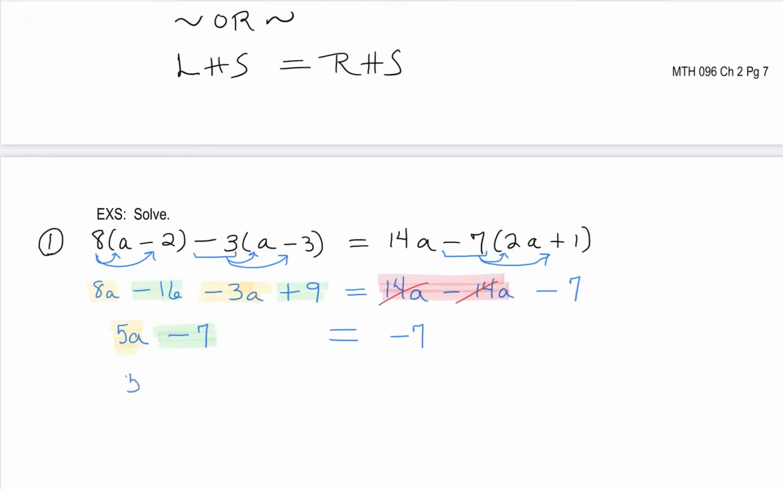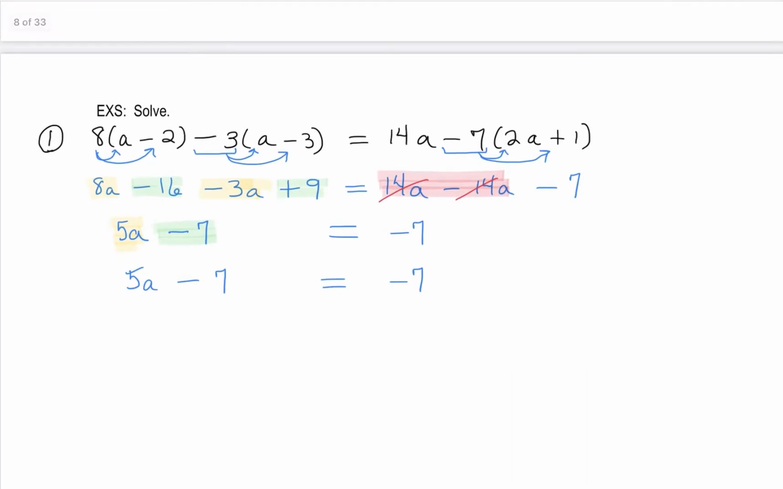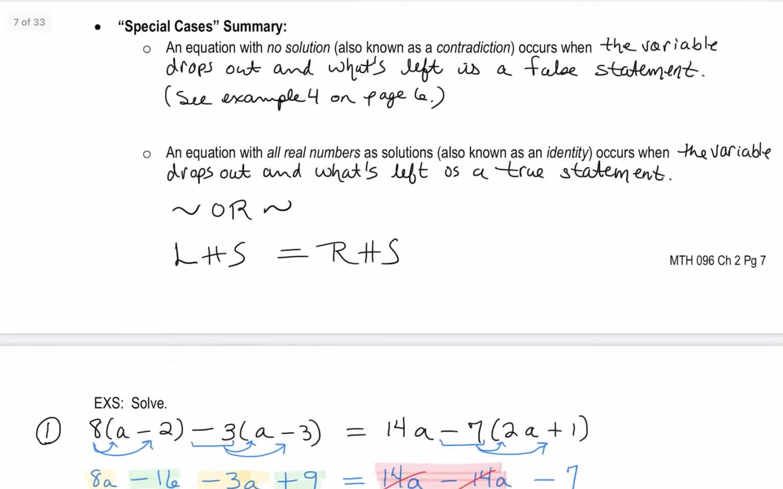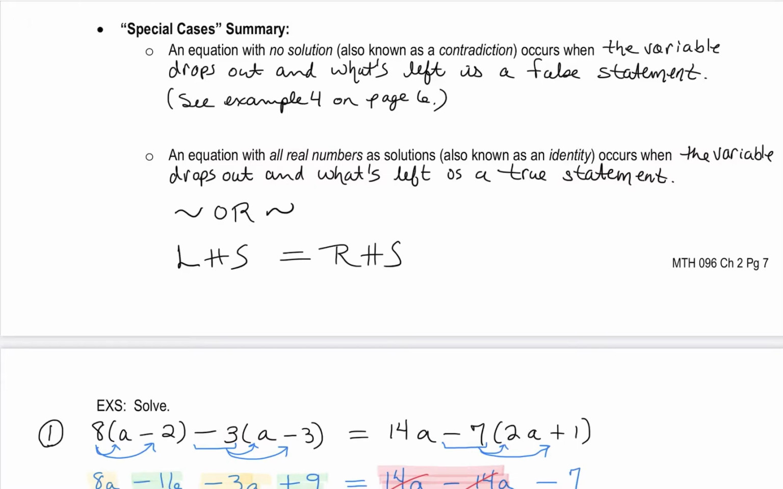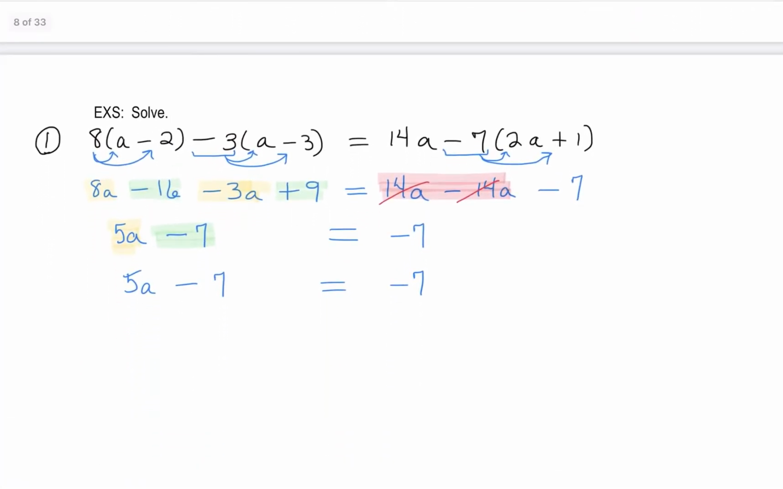All right, so if we're at this point, I have an a term and a constant on the left, and then I just have my constant on the right. So notice this is not one of those two special cases from last time. So let's just observe that right now. The special cases are when the variable drops out. I don't have that here. I have a 5a, and the variable term is not dropping out. So this is not one of those special cases, even though students often confuse it as one. That's why I'm doing this example.